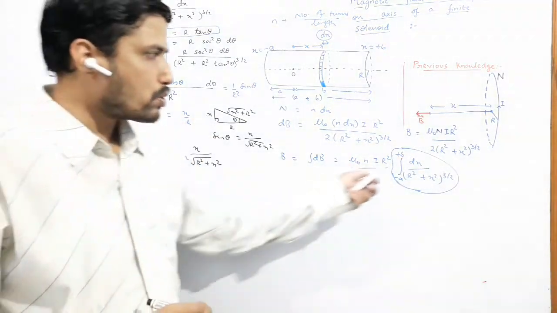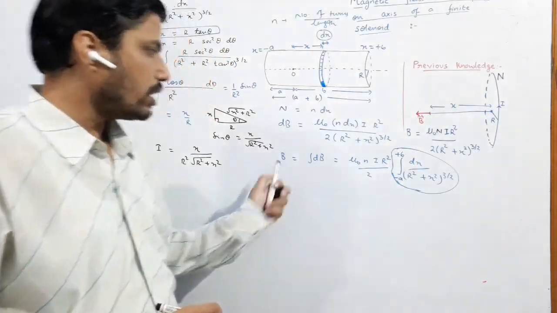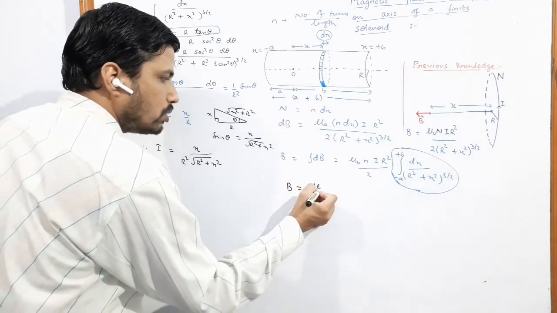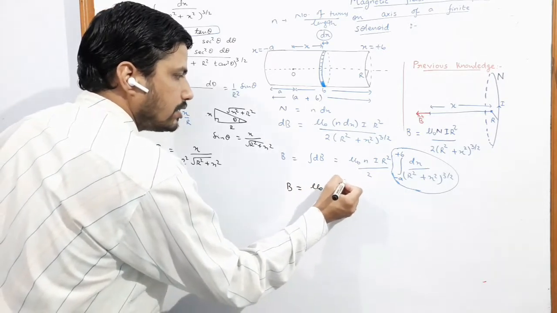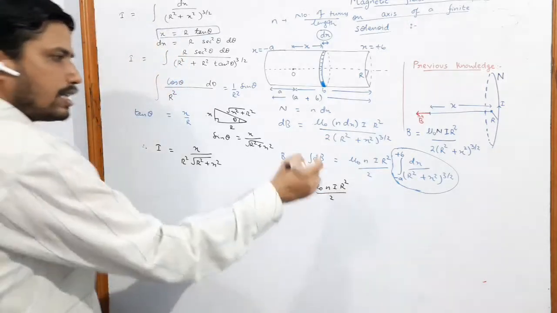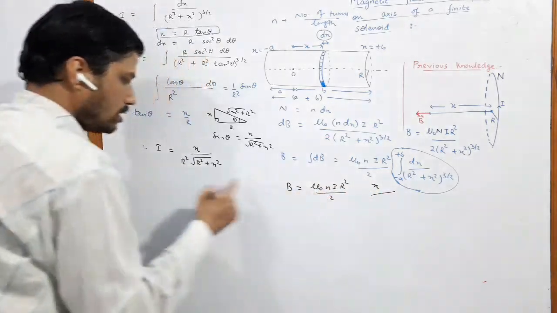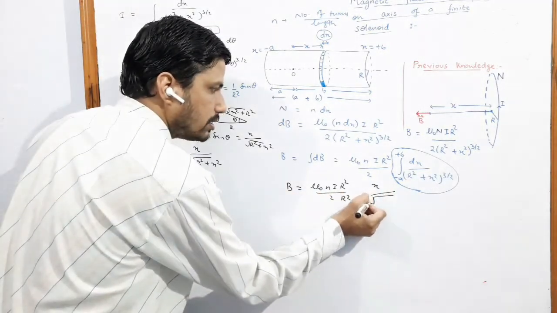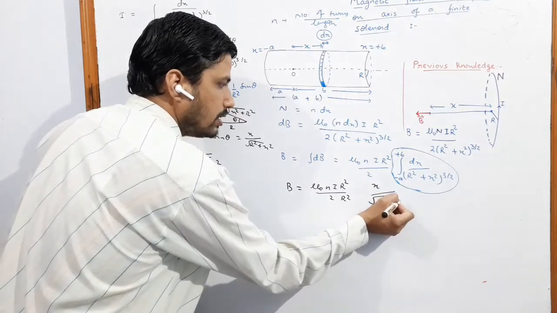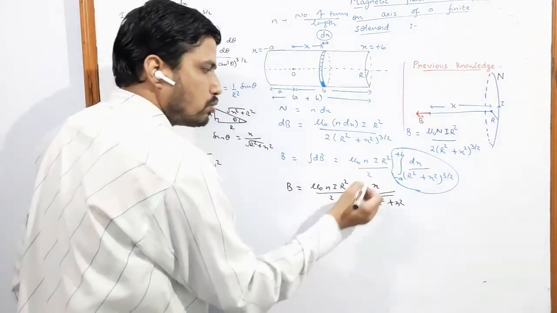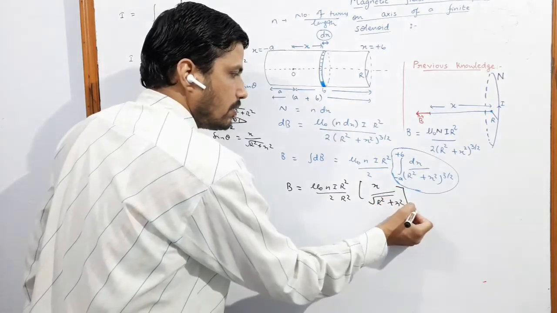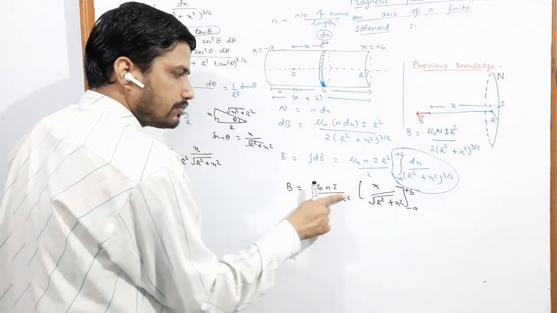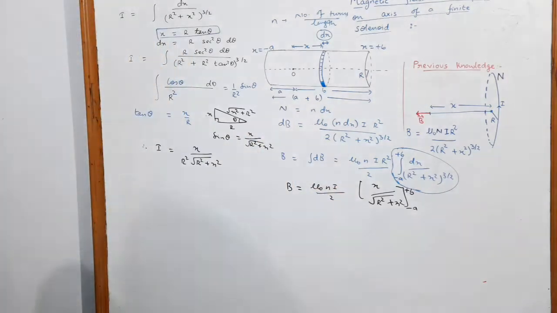This value of I we should put in this particular place, then we'll get the value of B. So let us see what B becomes. B will become mu naught n I r square upon 2, and that value x upon r square, this r square I'll put here, under root r square plus x square. Now what are the limits? Limits are from minus a to plus b. So these limits we'll put here, minus a to plus b. Now this r square will cancel, so we will be left with this much.